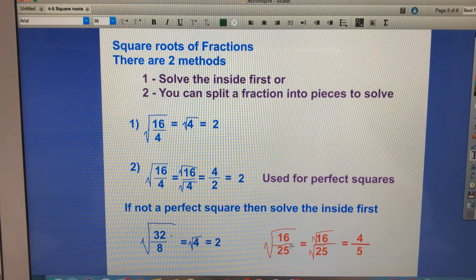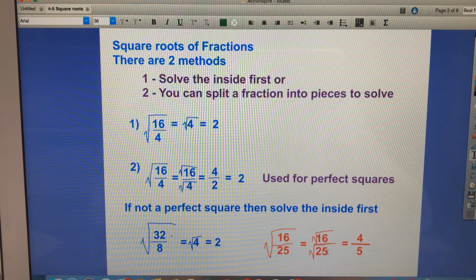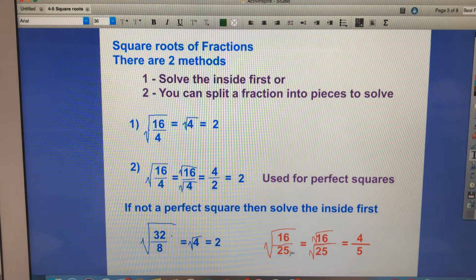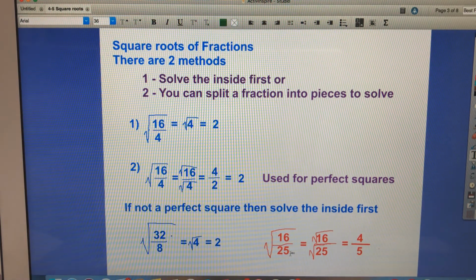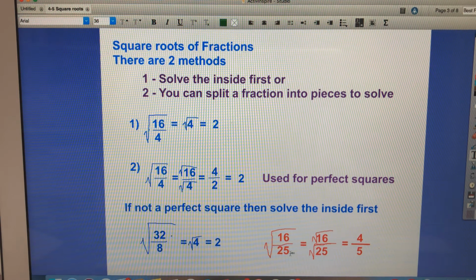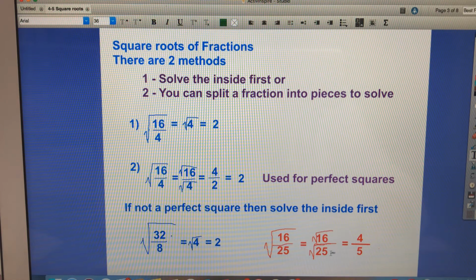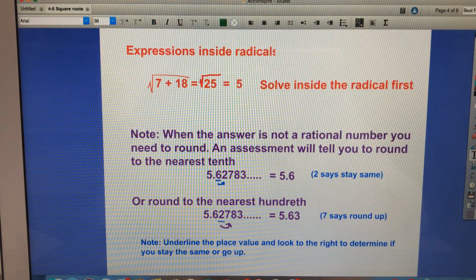16 over 25. They're both perfect. Split them apart. You can see why that's easier, because 16 divided by 25, I can't do that in my head. I know it's going to be some big long decimal and I need a calculator for it. But if I split it apart, square root of 16 is 4, square root of 25 is 5.